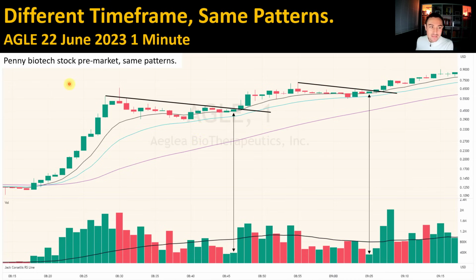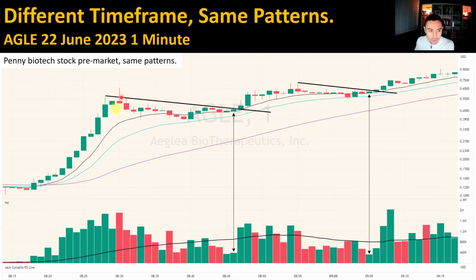Now this here is a penny biotech stock pre-market. Same patterns. It's timeless. It doesn't matter whether it's the daily chart, the 1-minute chart, or a penny biotech stock pre-market. It's the same principle. Look at the move here. Look at the bidding. Like Lewis Hamilton's F1 car: I'm bidding, I'm bidding. I like it. I want it.